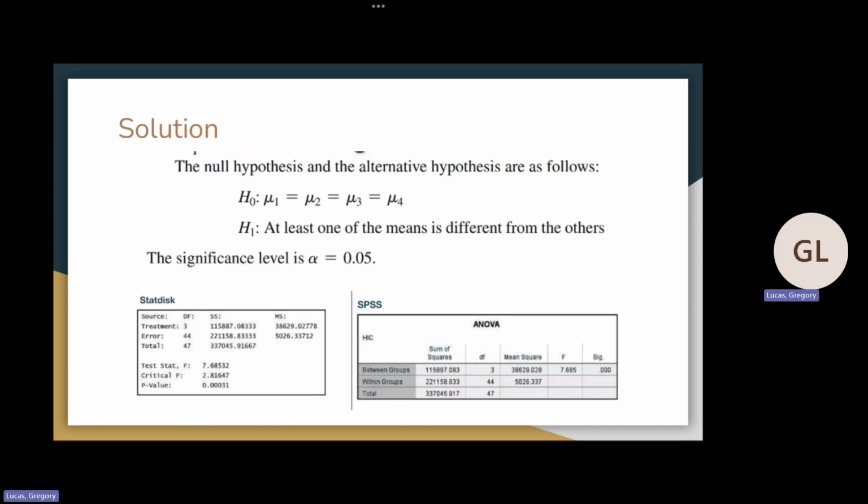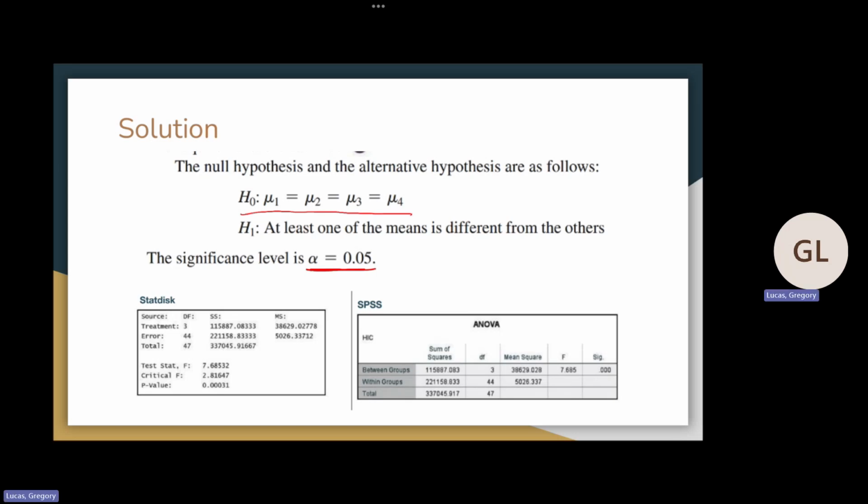So let's look at this solution. Our null hypothesis will always be, however many samples we have, in this case we have 4, we're saying that all 4 means are equal. Our alternate hypothesis is going to be at least one of the means is different from the others. All of the means could be different, but all it needs is to have one mean different from the others. And our significance level is going to be 0.05. Okay. So let's look at the SPSS version of this.